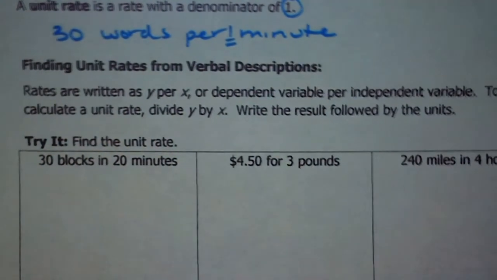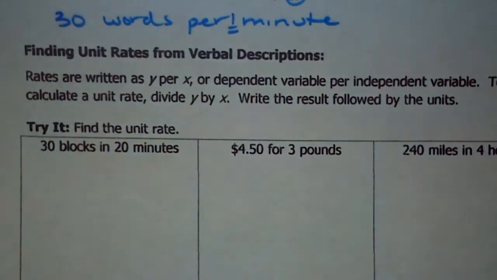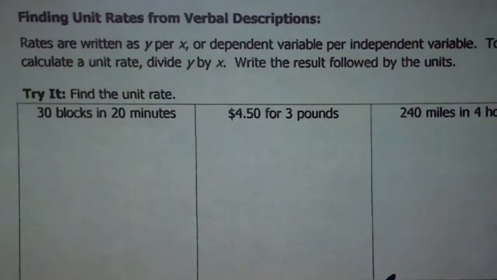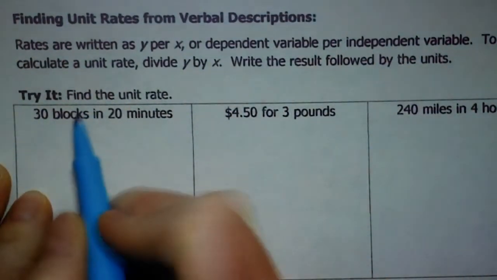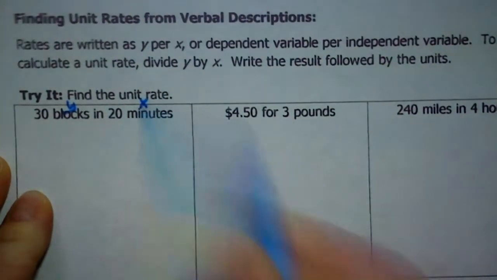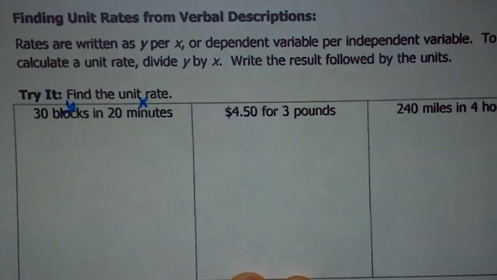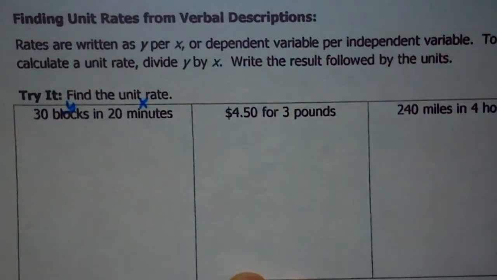It says 30 blocks in 20 minutes. So that means, let's say I went for a jog and I was able to jog 30 blocks in 20 minutes. I want to know how many blocks per 1 minute that is. So when I say 30 blocks in 20 minutes, the number of blocks is actually my y, and the number of minutes is actually my x. And maybe you remember that when you have a unit of time, that's your x-axis, increments of time, the thing you have control over. We'll go into more detail in class.